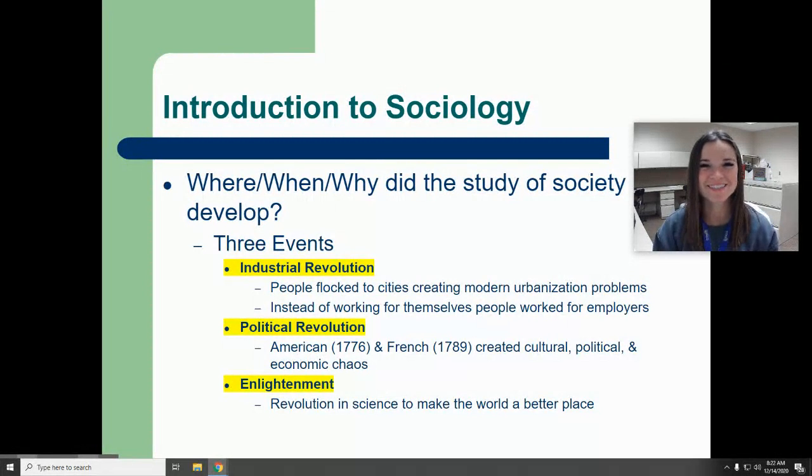Obviously, the American in 1776 and the French in 1789 created a lot of cultural, political, and economic chaos. There was a lot of energy and emotions that went into that. And then the Enlightenment period, a revolution in science to make the world a better place. We'll talk more about the Enlightenment as we go. So those were the three radical events that led to the study of society.